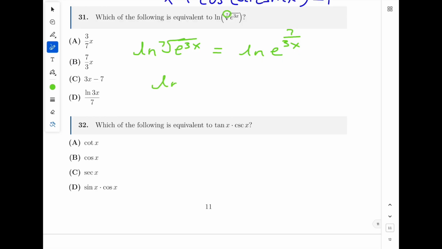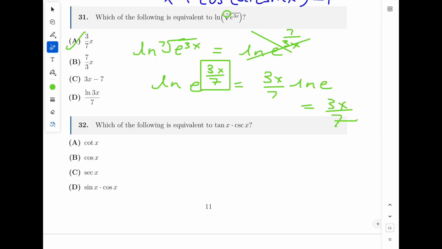Which means we'll have ln e to the power 3x over 7. And then you have the power rule, where we have 3x over 7 times ln e, but ln e is just 1, so we're left with 3x over 7. That is option A. So I hope you'll keep in mind the order of the root when you're dealing with such questions.